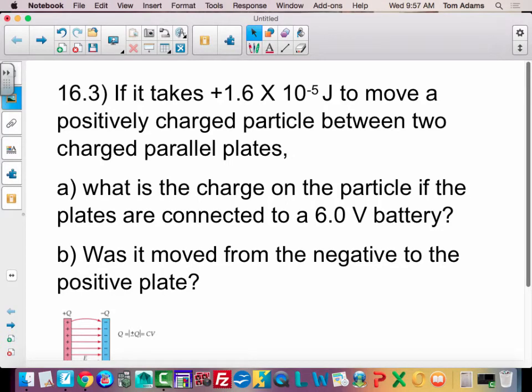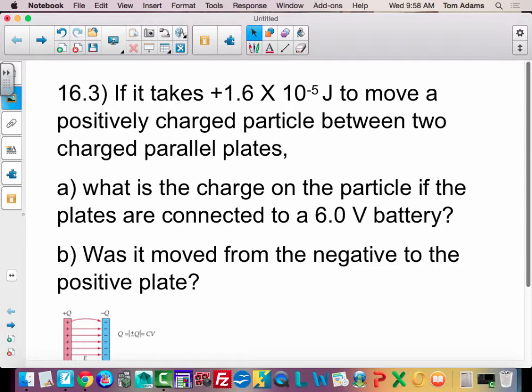For problem number 3, if it takes 1.6 times 10 to the negative 5th joules to move a positively charged particle between two charged plates, what is the charge on the particle if the plates are connected to a 6-volt battery? And then part B for that is, was it moved from the negative to the positive plate?